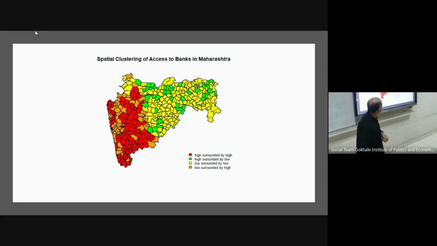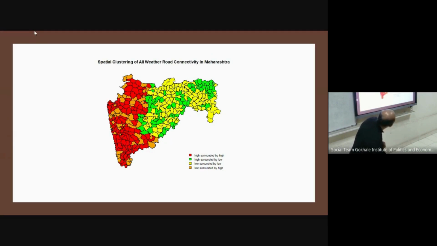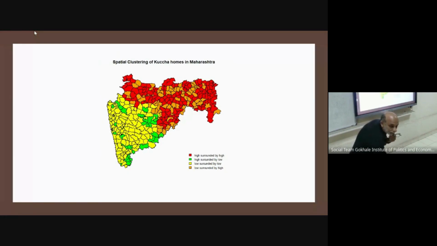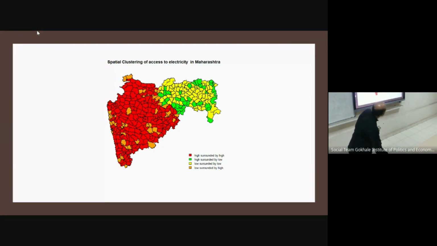Access to banks. Again, you see access to ATMs, access to internet, access to all-weather roads, access to ration shops. Where are the kacha homes in Maharashtra, the grass huts? Where is the access to electricity in Maharashtra?